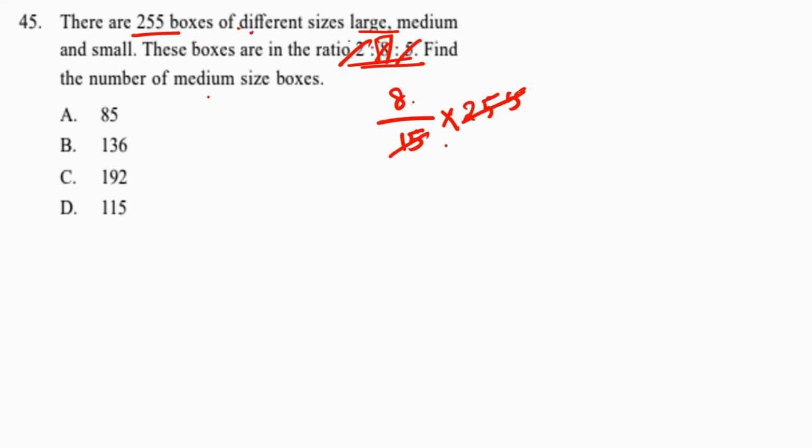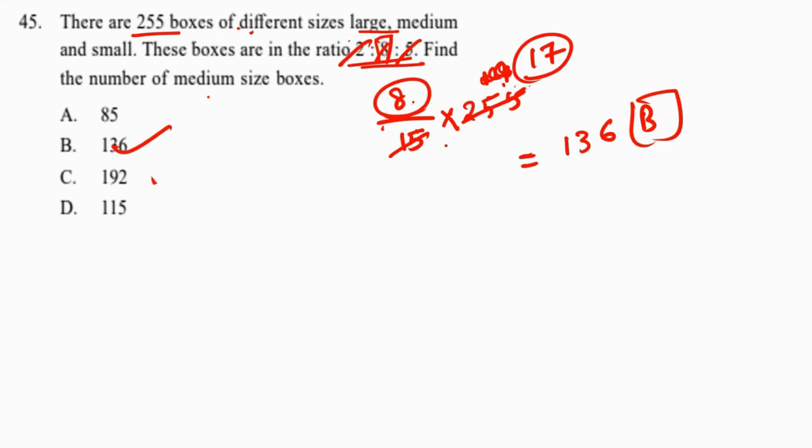If we simplify this, 15 ones are 15, 15 times 17 is 255, so 255 is 15 times 17. So 17 multiplied by 8 is what we need to find out. 17 multiplied by 8 is 136. Option B, 136, is the answer.